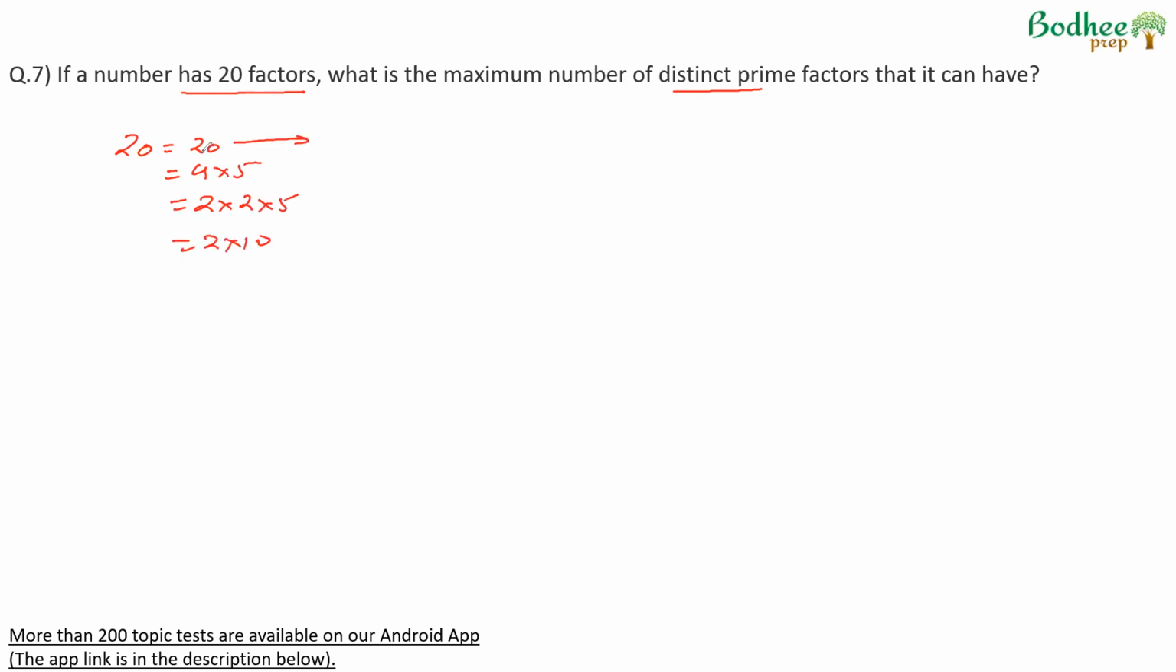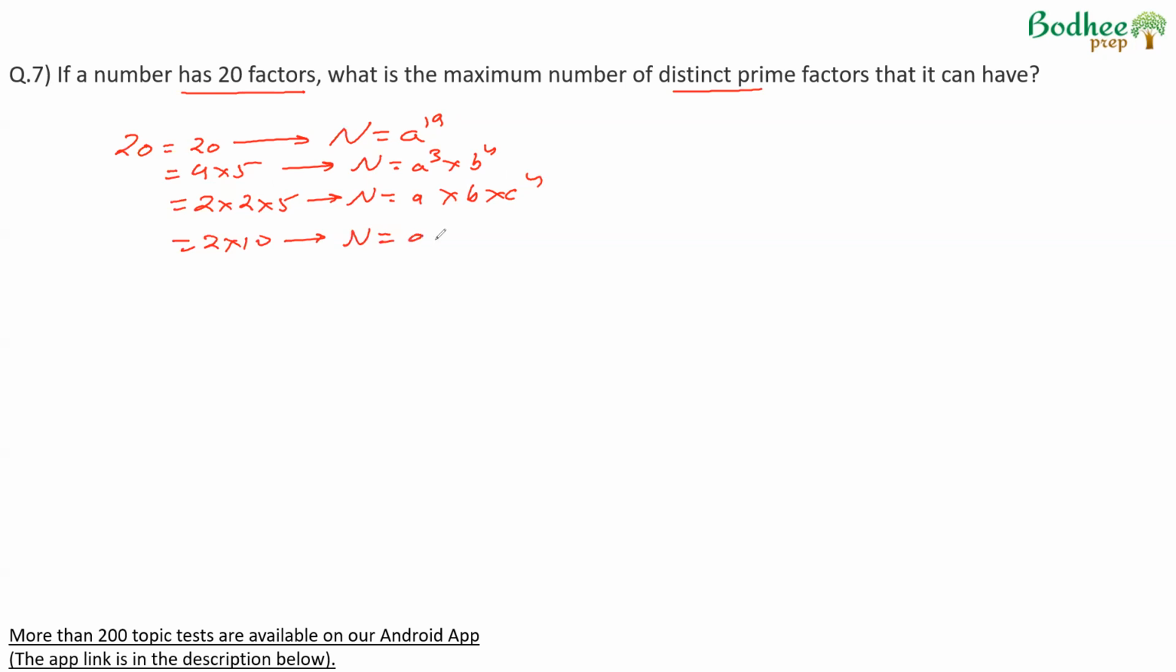If n is of this form, the number itself will be of the format a raised to power 19, where a is prime, and the number of factors will be 19 plus 1. Here n will be of the format a cube into b to the 4, (3 plus 1) into (4 plus 1), 5. Here n will be of the format a into b into c raised to power 4, (1 plus 1) into (1 plus 1) into (4 plus 1).